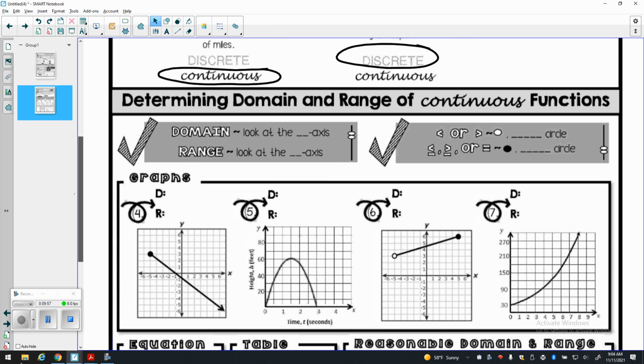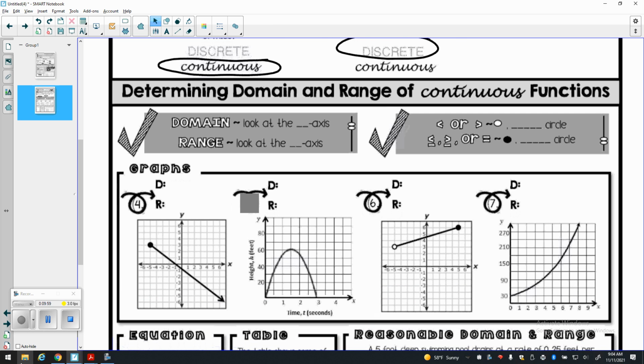Domain and range. Now, see how they have inequality symbols on these notes? I haven't changed it. I should have changed it a long time ago. But we'll talk about it. Domain, it says look at the blank axis. What variable do we use for domain on the other side of our notes? X. So domain, we're going to look at our x-axis. And range, we're going to look at our y-axis.